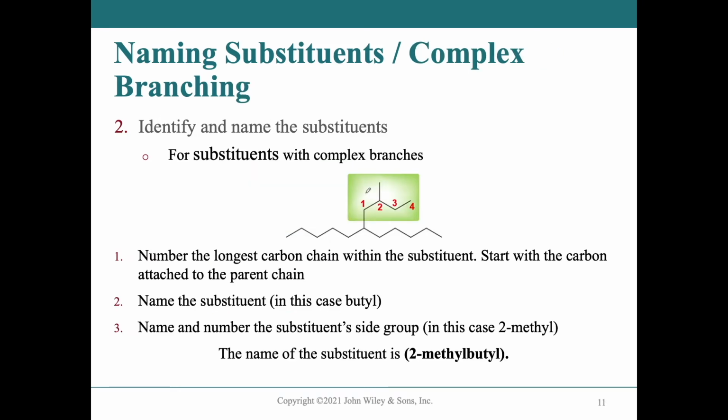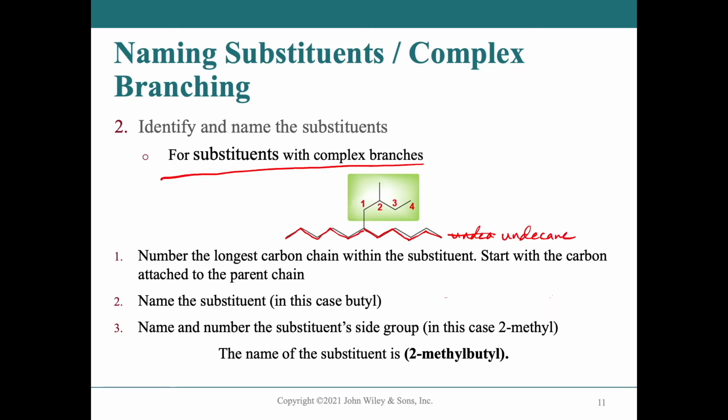So now we also have this other issue too. What if the substituent has complex branches? So again, our parent chain is this one right here. 1, 2, 3, 4, 5, 6, 7, 8, 9, 10, 11. I've already forgotten what 11 is now. I think it's undecane. So the parent is undecane.